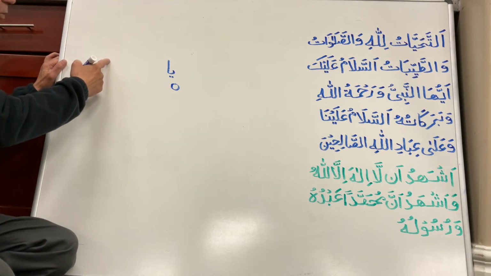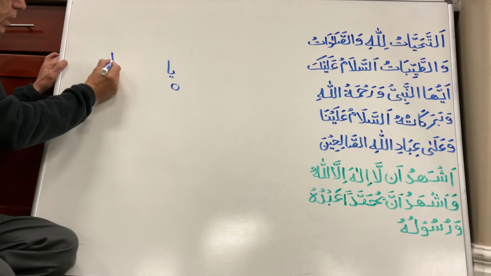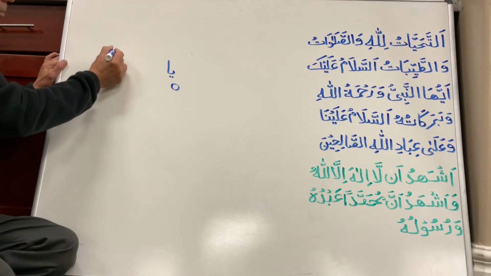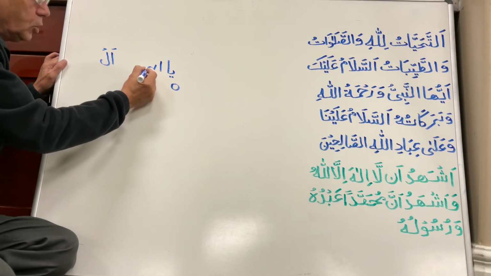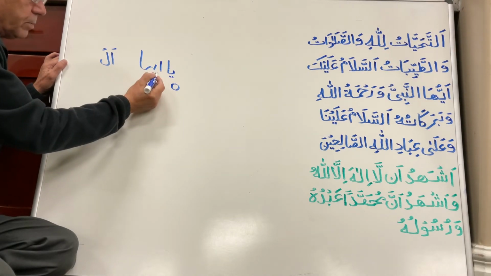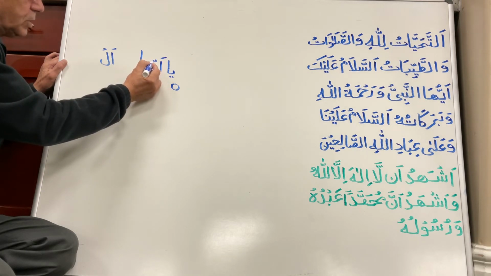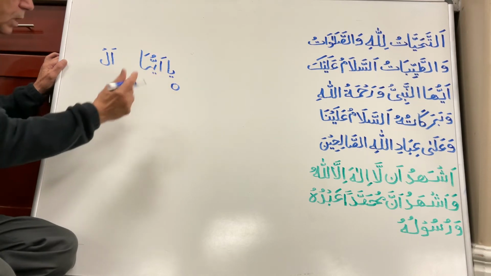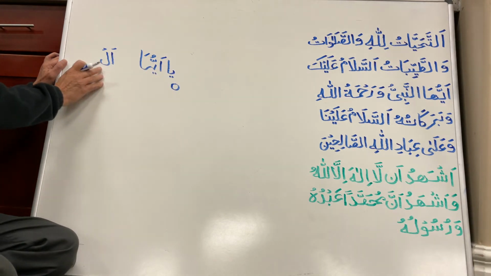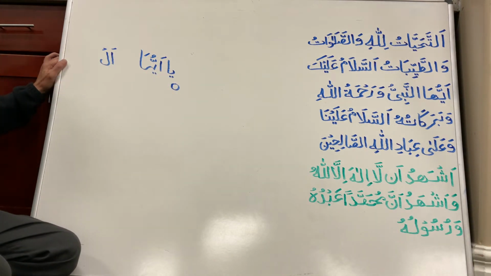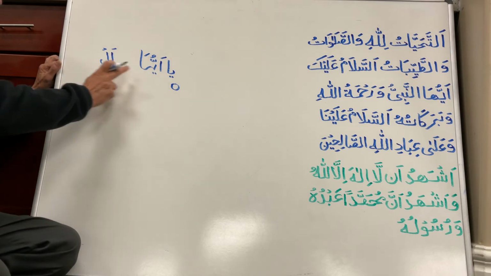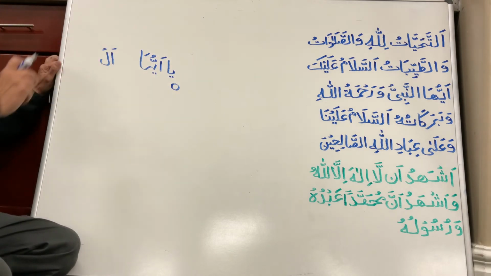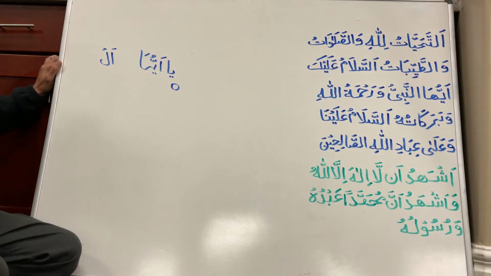When the next word has al before that, then instead of using ya, we use ya ayyuha. The meaning is the same thing, except in the usage, ayyuha. If the next word doesn't have al, then you say ya akhi, okay? But if the next word has al, then we don't use ya, we use a bigger word, ya ayyuha. The meaning is still the same, okay?